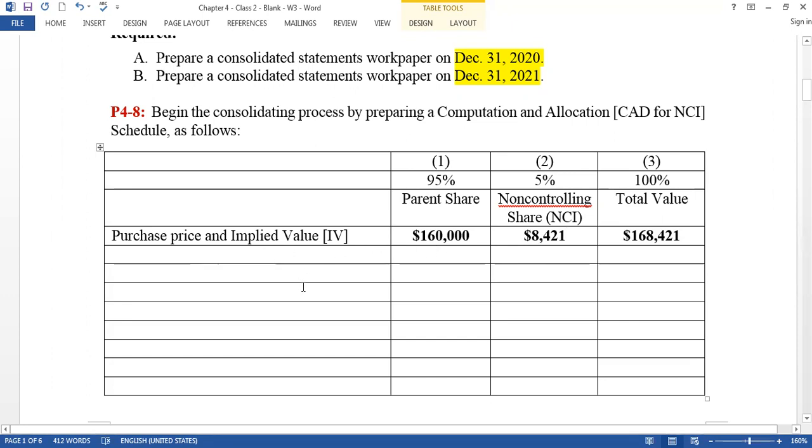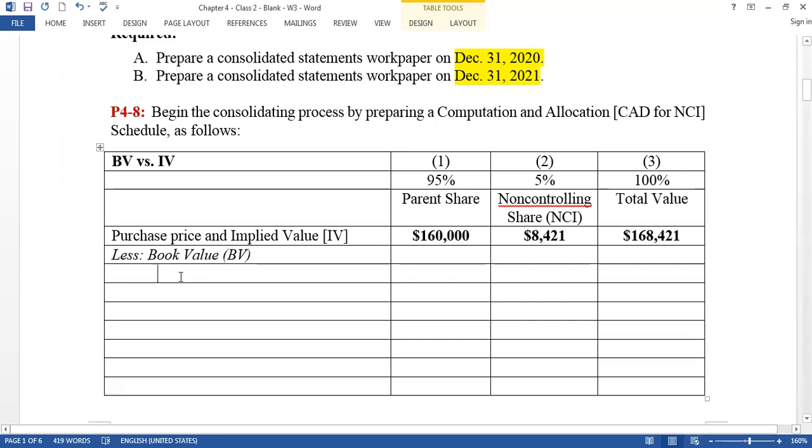So we are in this schedule. We compare the implied value and the book value. The main aim of this part is to compare book value versus implied value. We already know what the implied value is here. Now let's see the book value.